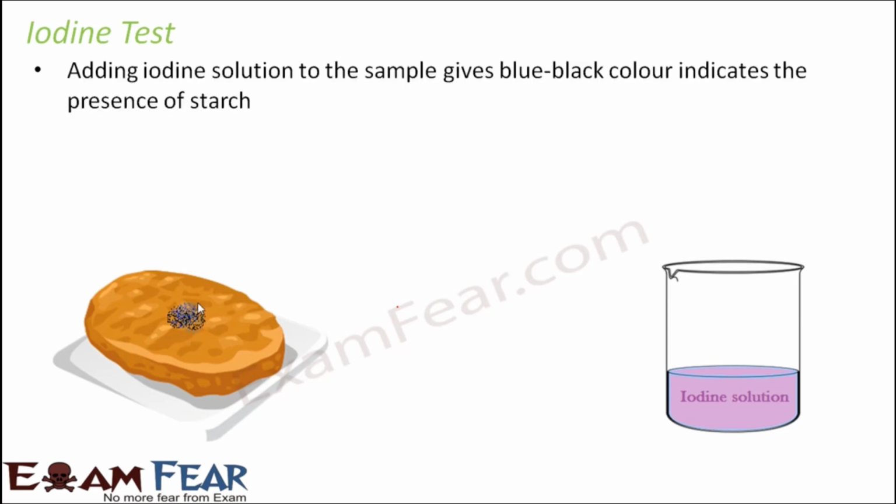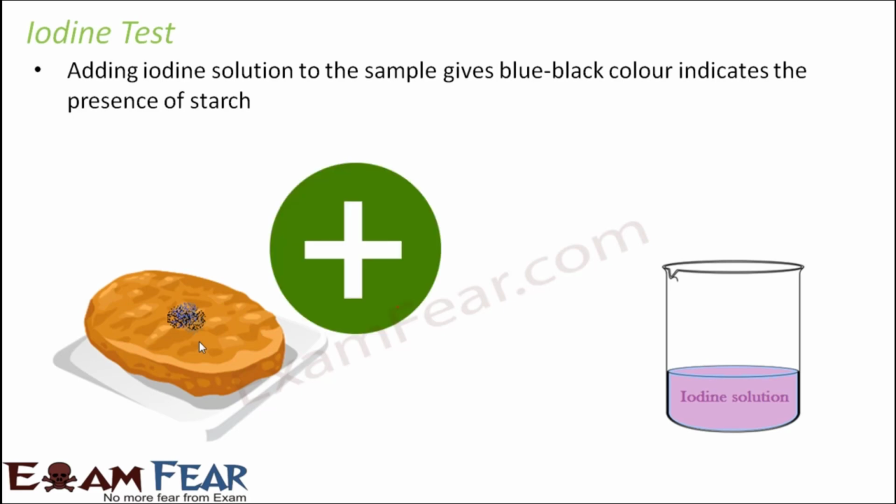And this appearance of a blue-black color indicates the presence of starch. So if you get a blue-black color, that means starch is present there. And if there is no blue-black color, that means starch is not present. So when you perform this iodine test with potato, what happens? Obviously, a blue-black color appears because starch is present in potato. So we say that the iodine test is positive for potato.